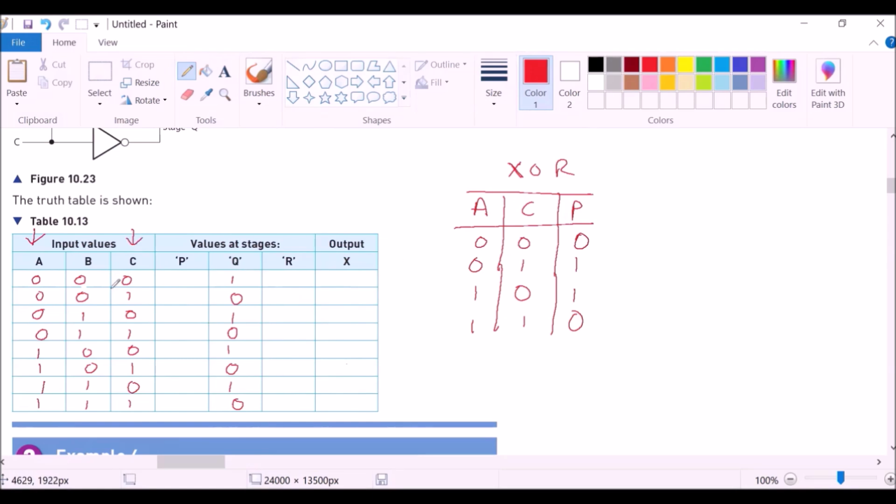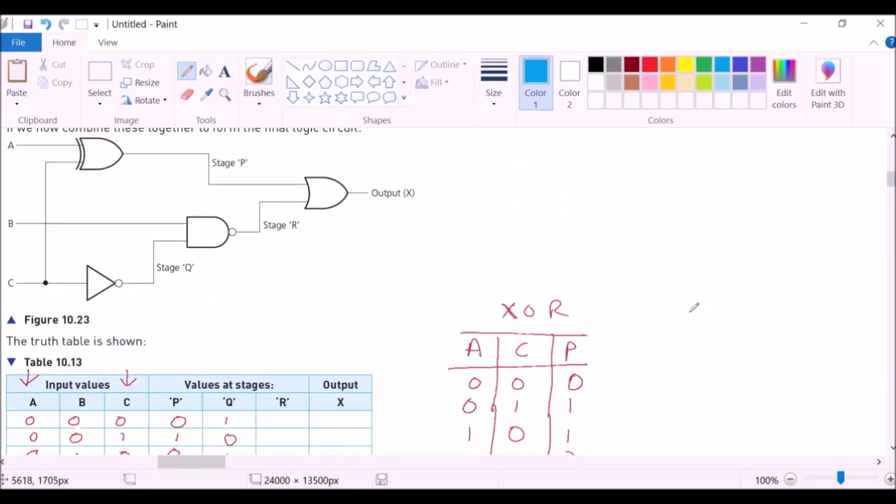If it's 0, 0, you will have a 0. 0, 1, we have a 1. 0, 0, we have a 0. 0, 1, we have a 1. 1, 0, we have a 1. 1, 1, we have a 0. 1, 0, we have a 1. 1, 1, we have a 0.